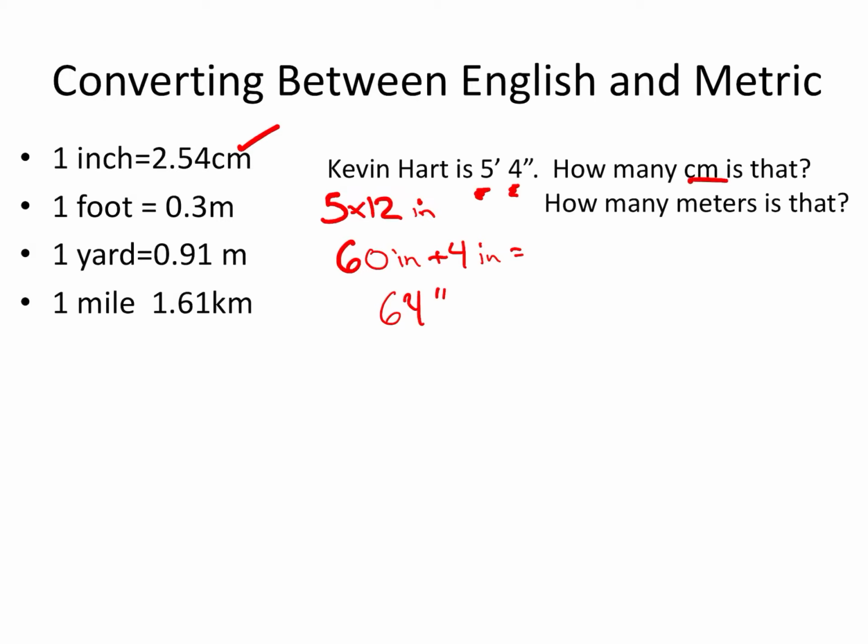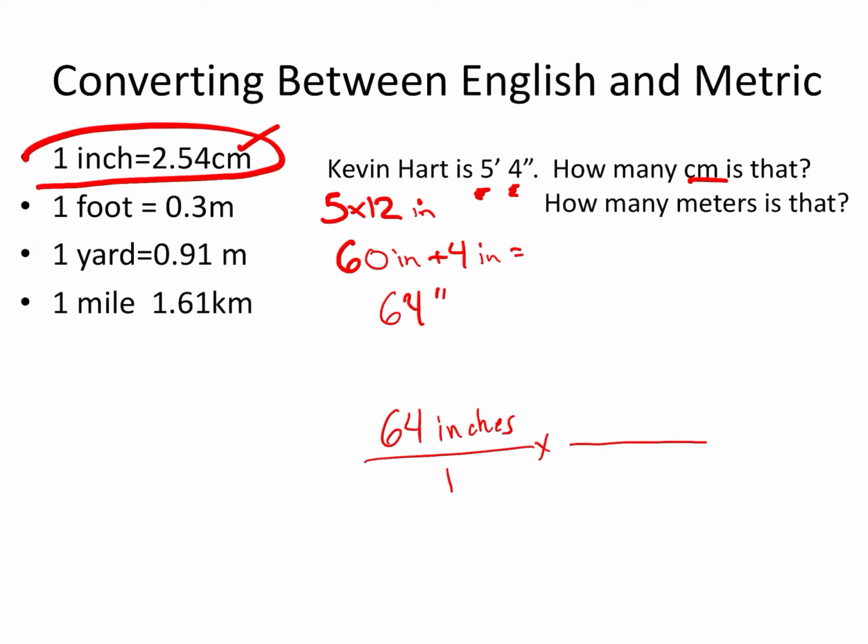So Kevin Hart, 64 inches over 1. When we set up our second equation, where do we want the units? Here it is, right? Inches and centimeters. We want our centimeters to be left. We want our inches to cross out. So we're going to put our inches on the bottom of the equation, 1, okay? And then we're going to put our centimeter unit on top.